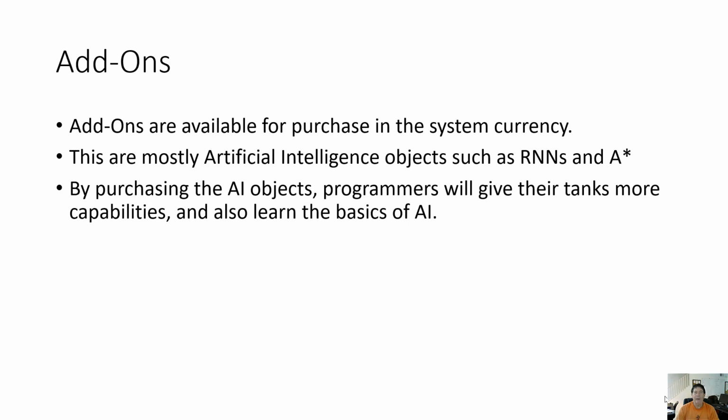So there are going to be add-ons available for purchase in the system currency. That's why you're trying to build up your currency so that you can buy the add-ons. A lot of the add-ons are going to be artificial intelligence objects, such as maybe an RNN object, or an A-star object. The A-star is an AI piece that allows you to find the shortest path to something or someone or some object. So by purchasing the AI objects, programmers will give their tanks more capabilities and also learn the basics of AI.